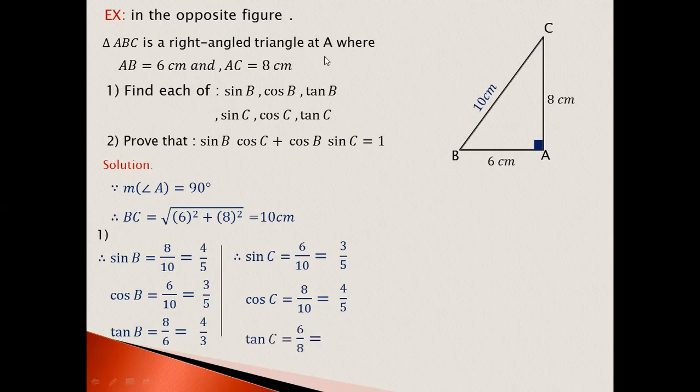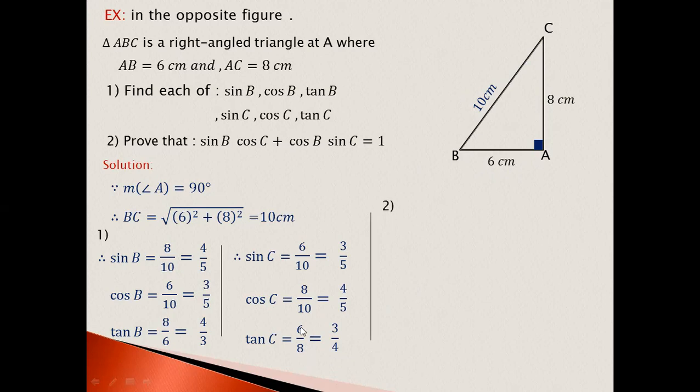And the third trigonometrical function is called tan. Tan C equals the ratio between the opposite side of the angle C and the adjacent side of the angle C. The opposite side of the angle C equals 6 centimeters, and the adjacent side equals 8 centimeters. So the trigonometrical ratio is 6 over 8, and 6 over 8 can be written in the simplest form, 3 over 4, if we divide by 2 up and down.